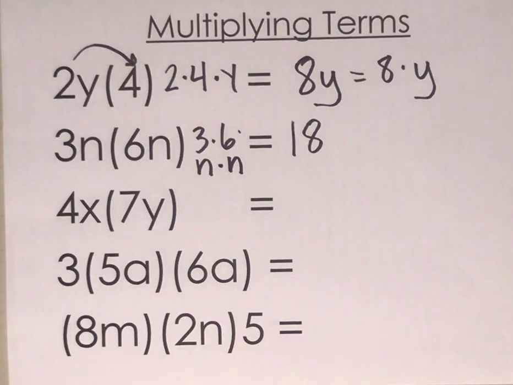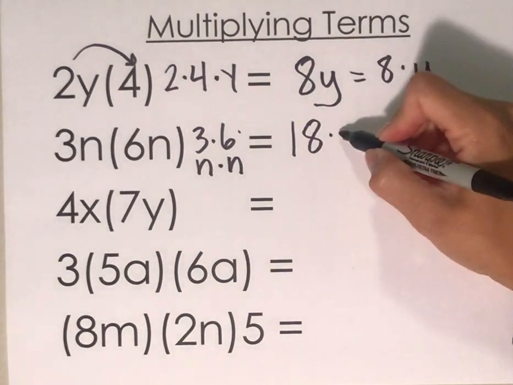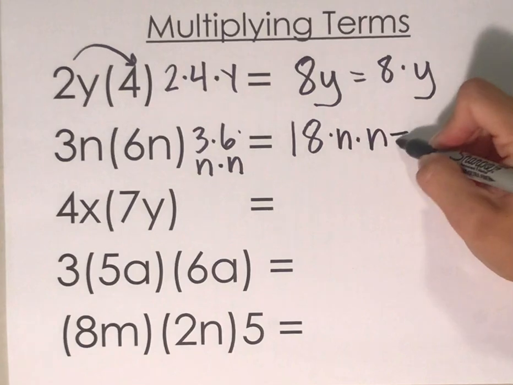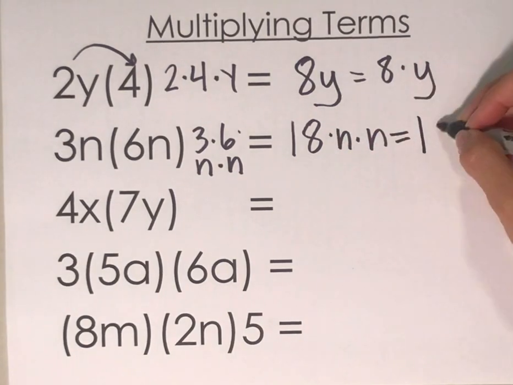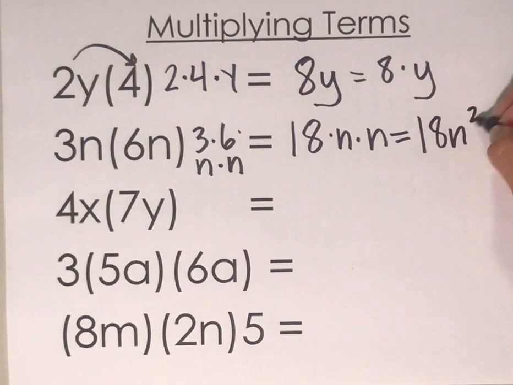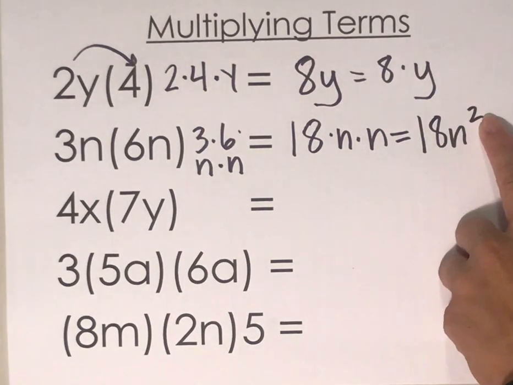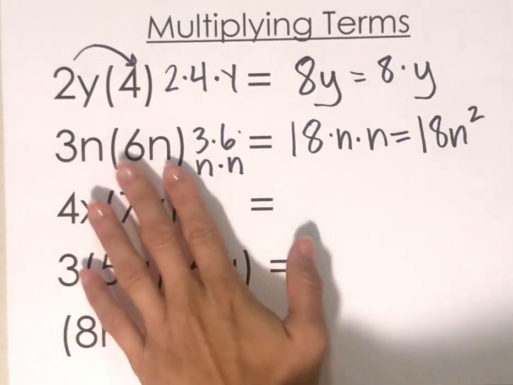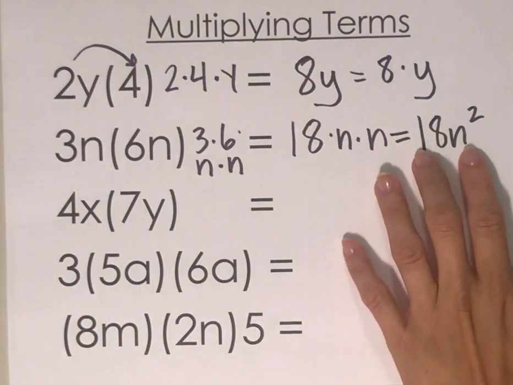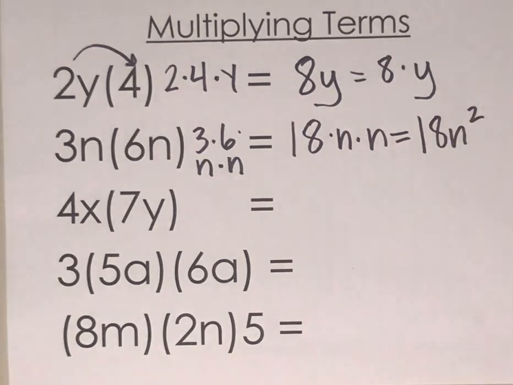And remember, n times n is an exponent. That's an exponent because I have 2. So then that would be 18n squared, because n squared is n times n. So our final answer of 3n times 6n would be 18n squared.